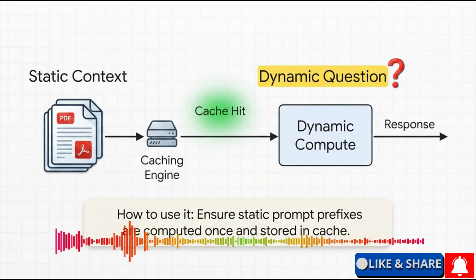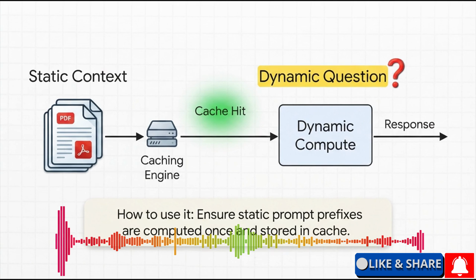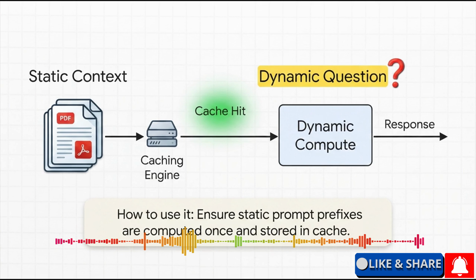But there is a catch. Because the system checks your prompt token by token right from the start, you have to format things perfectly. You must always place your static content, like system instructions or documents, at the very beginning, placing the dynamic user query at the very end. If you put the changing question at the beginning, the cache match breaks instantly and you lose all your latency savings.